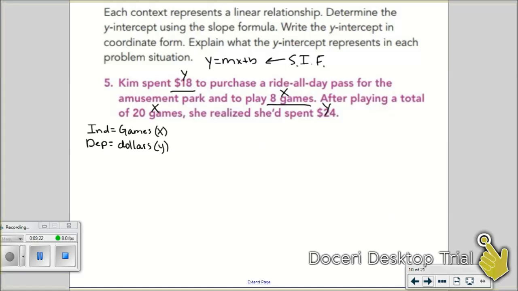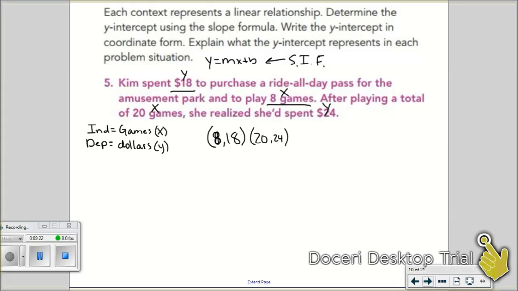So let's write that out. So we have 8 games and $18. Okay? And then we have our second ordered pair, so I'm going to give you a second. Write your second ordered pair. So we should have 20 games and $24.